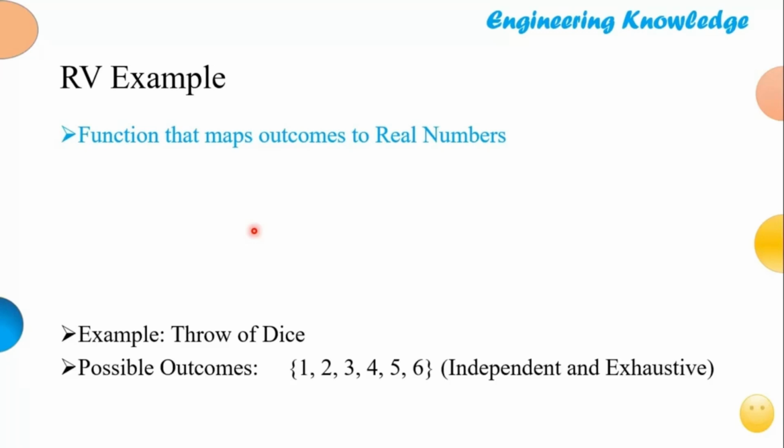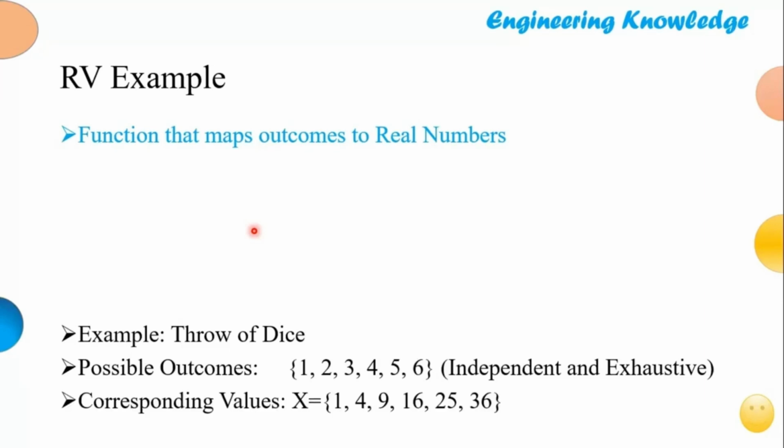We say that there are outcomes which are 1, 2, 3, 4, 5, 6, the numbers on the face of the dice. And suppose there is a random variable X that says that this 1 is mapped onto 1, this 2 is mapped onto 4, this 3 is mapped onto 9, 4 to 16, 5 to 25, 6 to 36. You can understand what the functional relationship is. The functional relationship is i square, where i is the number on the face of the dice, so i square is a random variable. This is what a random variable does.